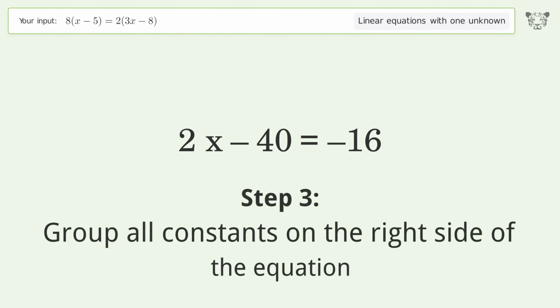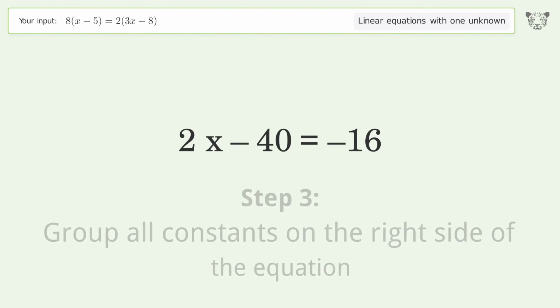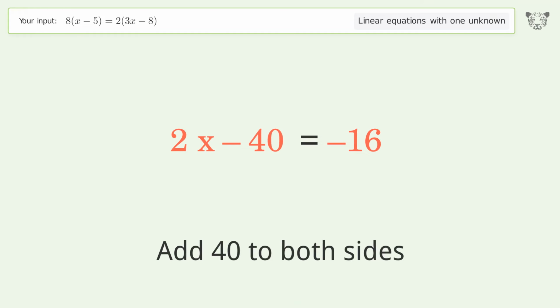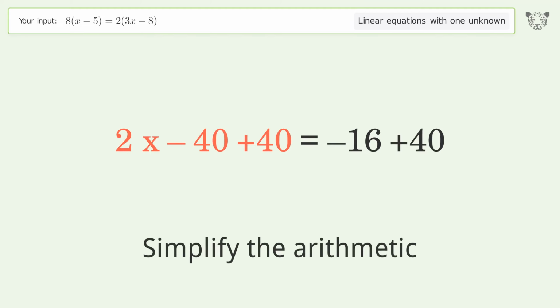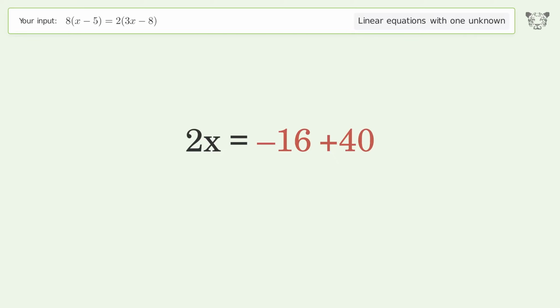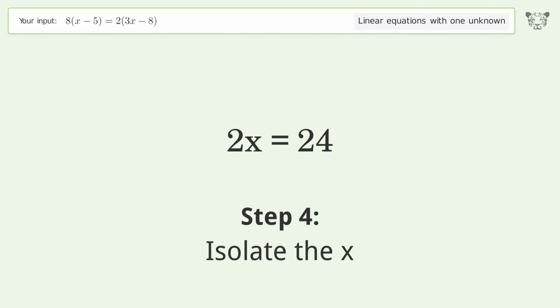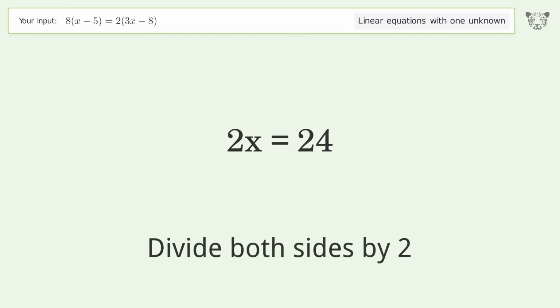Group all constants on the right side of the equation. Add 40 to both sides. Simplify the arithmetic. Isolate the x. Divide both sides by 2.